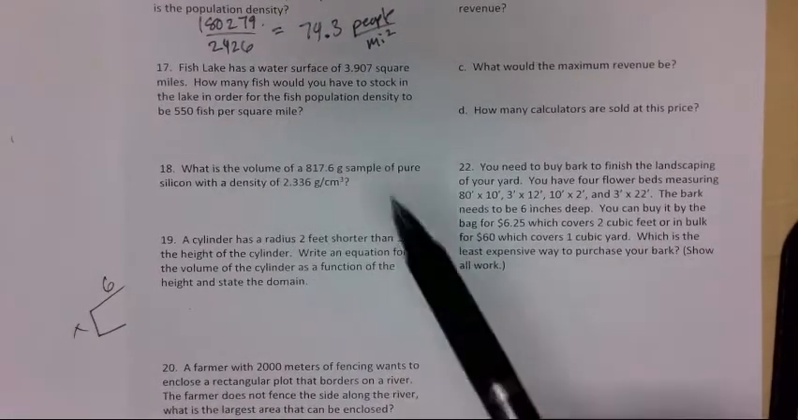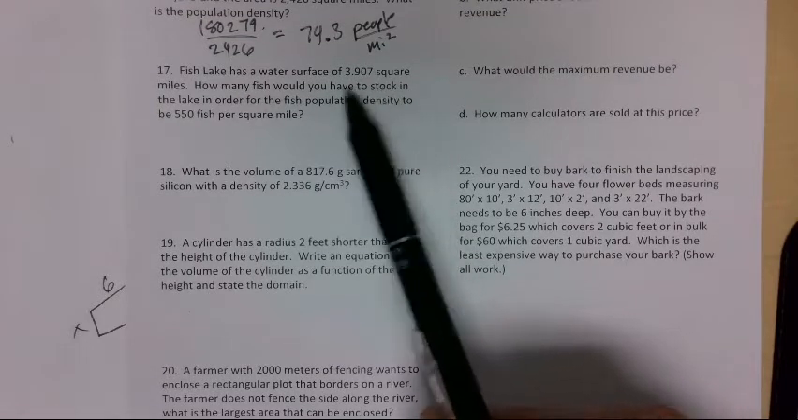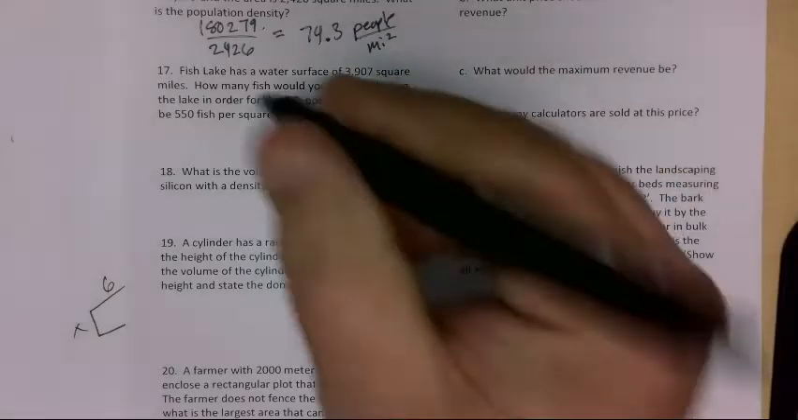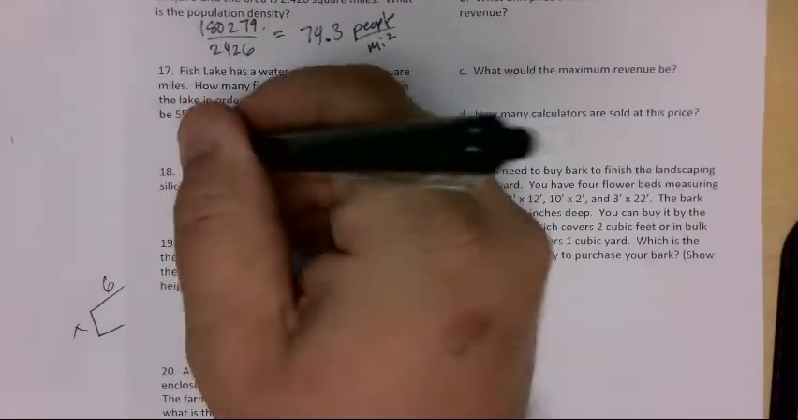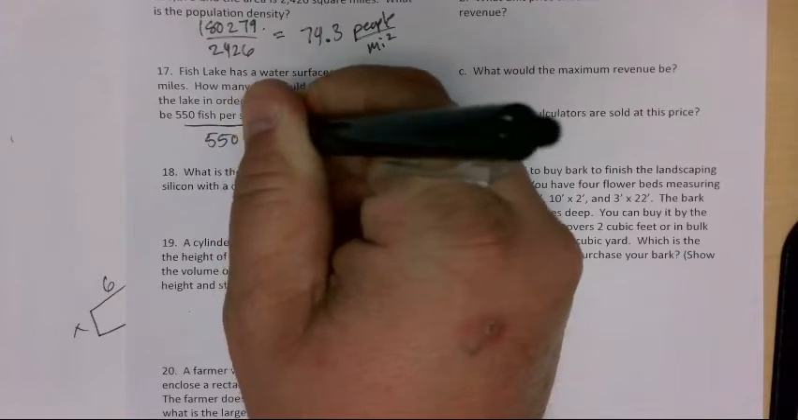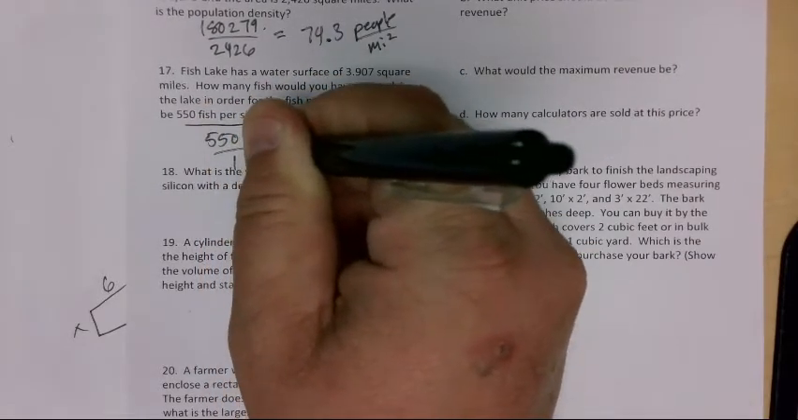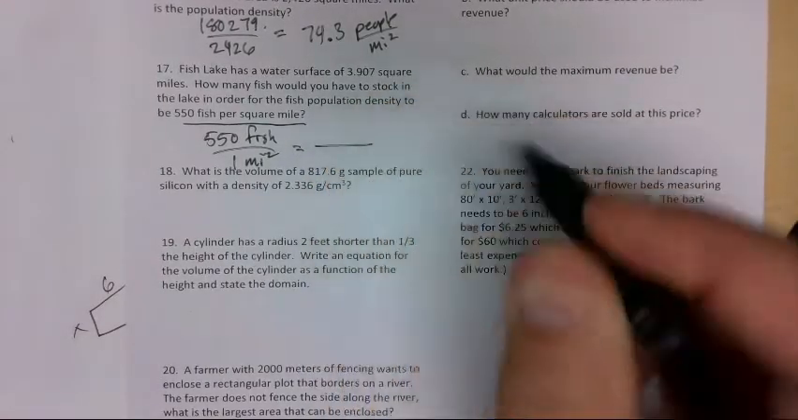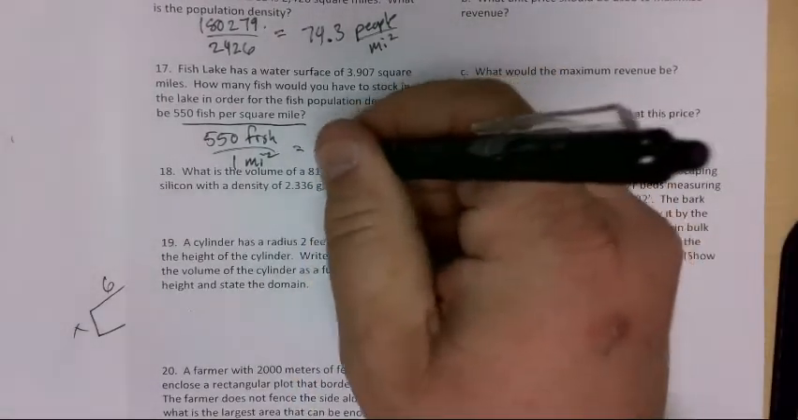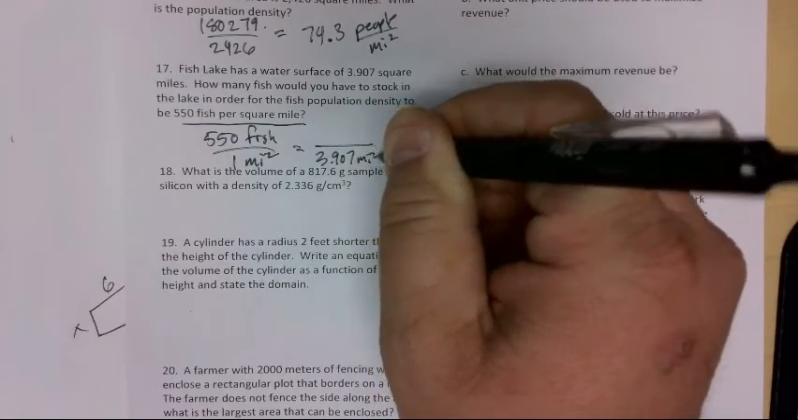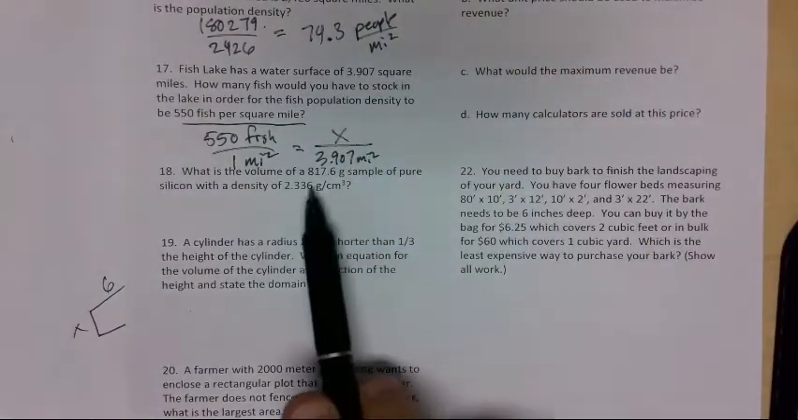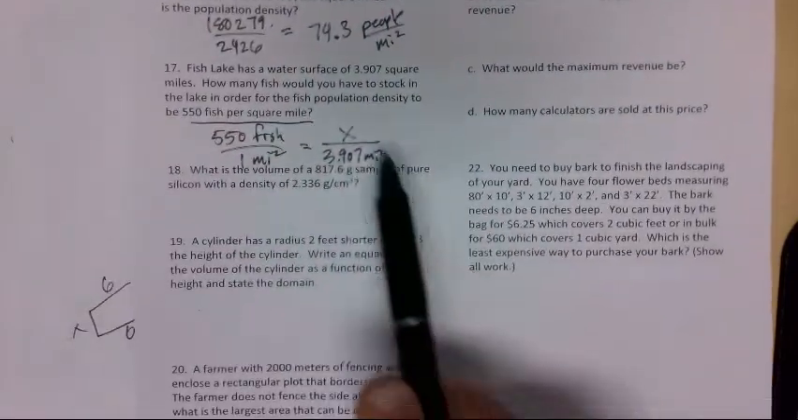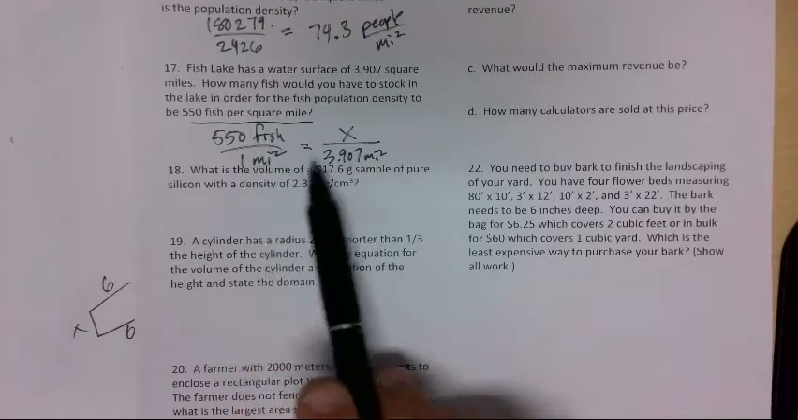Okay, Fish Lake has a water surface of 3.907 square miles. How many fish would you have to stock in the lake in order for the fish population density to be 550 fish per square mile? So the density is 550 fish over 1 square mile. Turn that density into a ratio, and then I can set up a proportion. That equals x over 3.907 square miles, and I want to know x. I'm using this same relationship, stuff over space, or quantity over space. The density is a ratio, and I set it equal there.